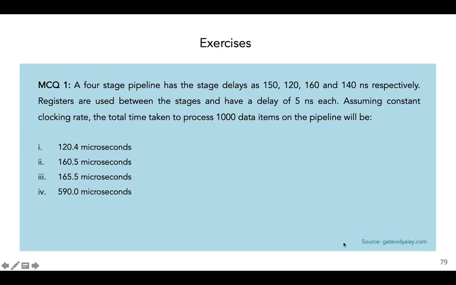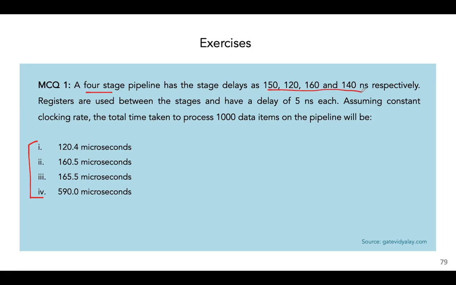Now here's an MCQ for you. A 4-stage pipeline has the stage delay as 150, 120, 160 and 140 nanoseconds respectively. Registers are used between the stages, and they have a delay of 5 nanoseconds each. Assuming constant clocking rate, the total time taken to process 1000 data items on the pipeline will be, and you have these 4 options. Now if you take a look at the question again, it's a 4-stage pipeline, right?